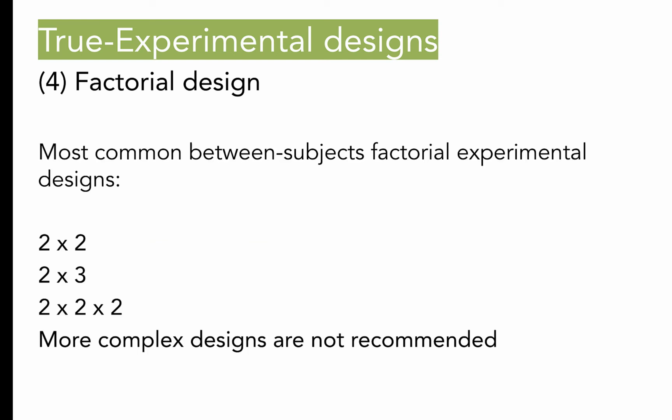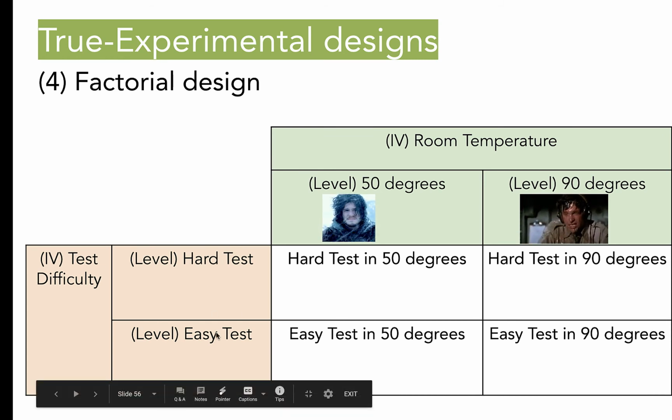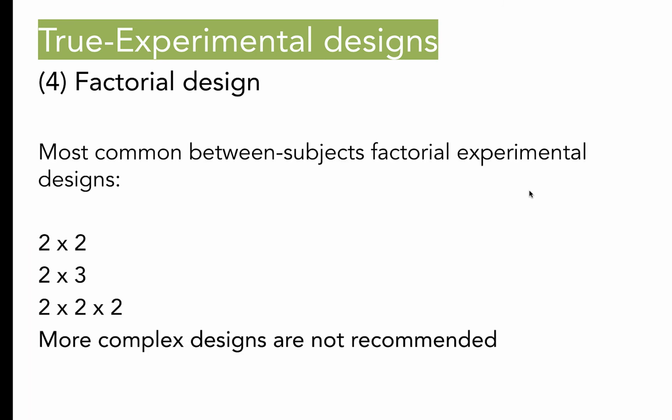Now, most between subject factorial experimental designs are set up to be relatively simple. You don't want to make it overly complex. A 2x2, like the example I just showed, is a good example, but you could also make a 2x3. For example, let's say room temperature is no longer measured on two levels, 50 degrees and 90 degrees, but you add a middle temperature room, 70 degrees. Then you have three conditions for room temperature and two for test difficulty, making it a 2x3.